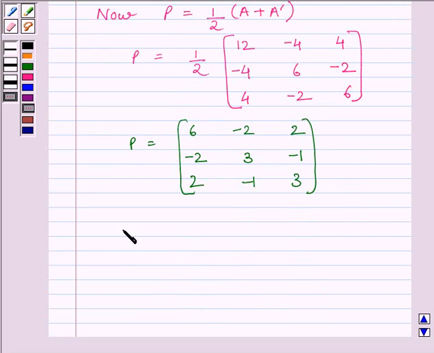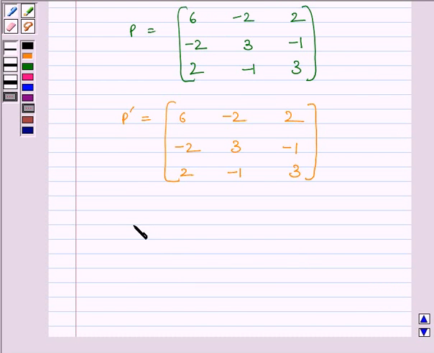Now, let us find out P transpose. P transpose is equal to matrix 6, minus 2, 2, minus 2, 3, minus 1, 2, minus 1, 3. We can obtain P transpose by interchanging the rows and columns of P. Now we can see clearly that P and P transpose are exactly same. So we can write P is equal to P transpose. Therefore, we get P is a symmetric matrix.